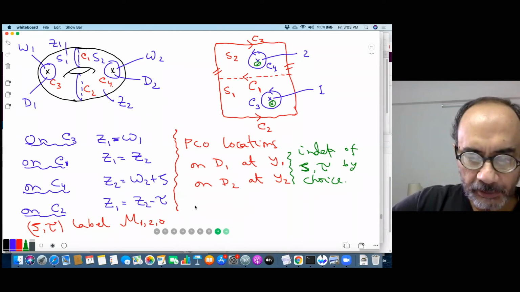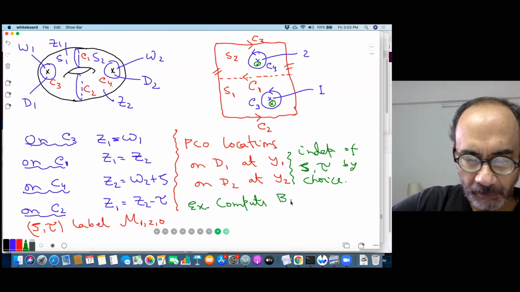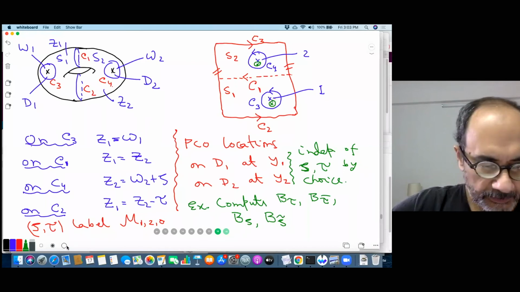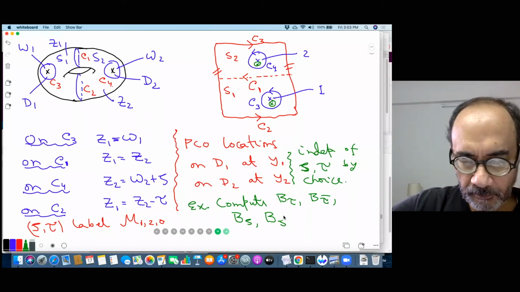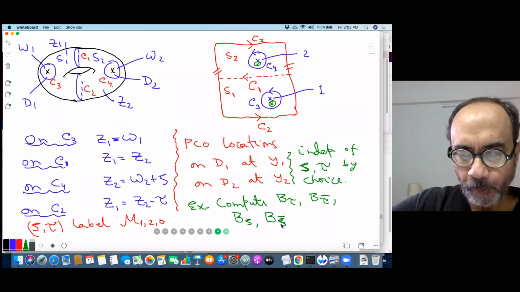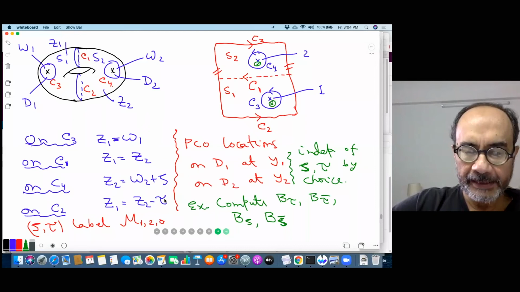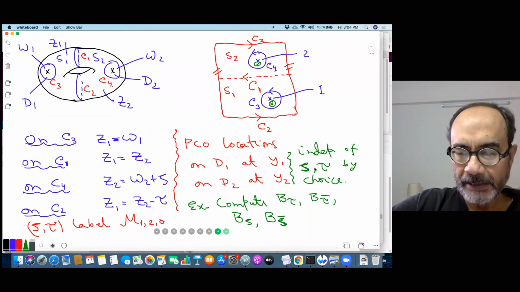And so as an exercise, I'll write down the results in the next slide, but I'll leave it as an exercise to compute b tau, b tau bar, b zeta, and b zeta bar. These can be computed because the transition functions have been specified as a function of zeta and tau, and the PCO locations have been specified as a function of zeta and tau. That dependence is trivial, of course.